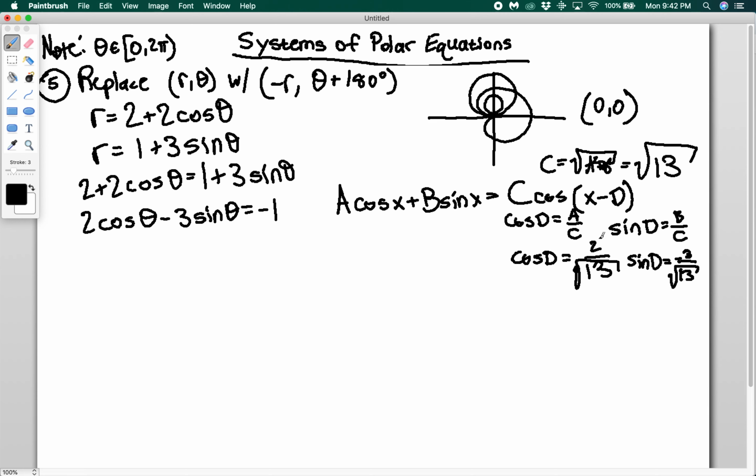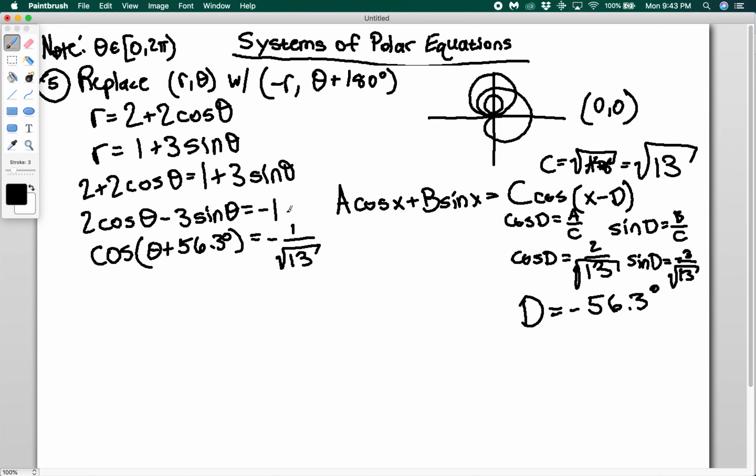And when we do this, we end up getting that d, I think these should be the same. This is, yeah, a is 2, yeah, b, okay, good. And then we get d equals -56.3 degrees once you account for quadrant and all that. So that's going to be your d, which means I can rewrite this now as one simple thing. Well, not necessarily nice, but I have cosine of theta plus 56.3 degrees equals -1 over root 13. What I've done is I've already divided both sides by root 13.